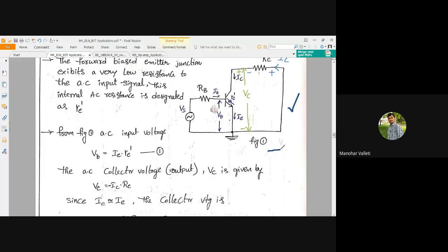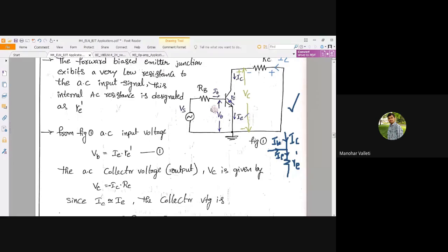On the dynamic resistance RE dash shown there, this is IC, this is IB, and this is IE. So the resistance RE dash will appear like this. Whatever current flows through RE dash is IE, not IB. So please don't confuse. Whatever current is flowing through RE dash is IE.